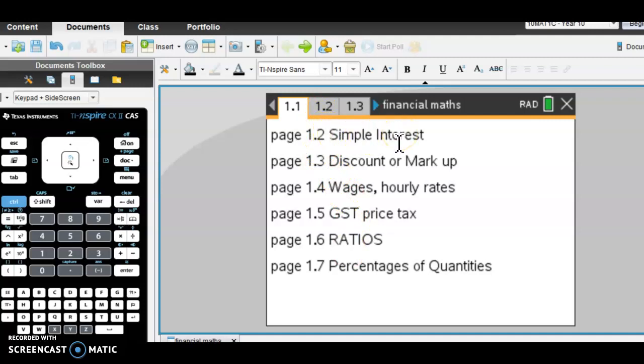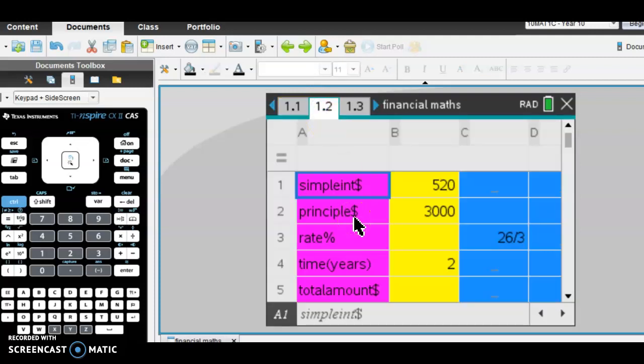Okay, so especially if you are doing the modified program, you are allowed to use your calculator. So let's have a quick look at how it works. We go to 1.2. Remember, only the area that's in yellow do you enter. And here we are. We have the simple interest in dollars, the principal, that's P for principal, R for rate, time for years.